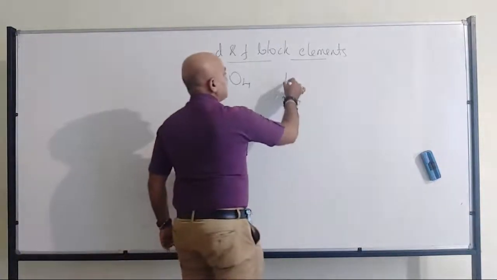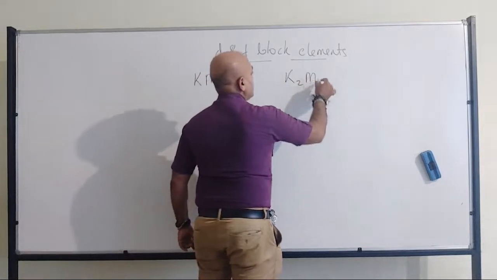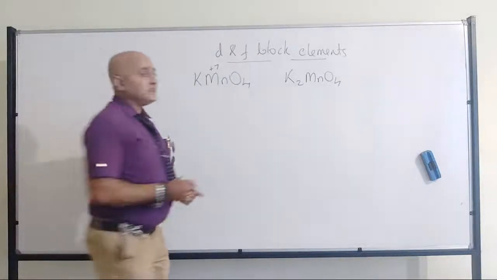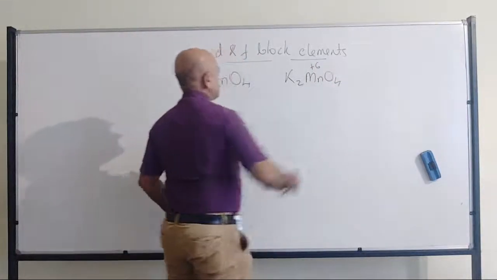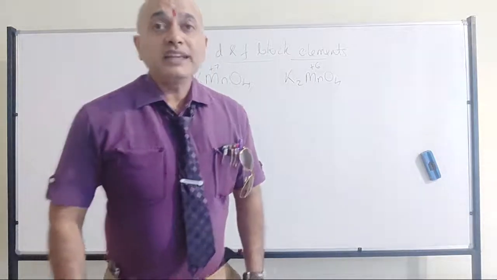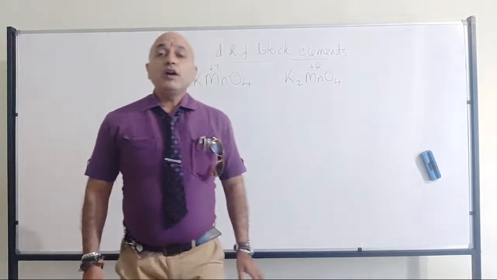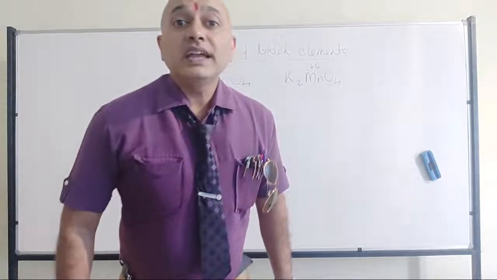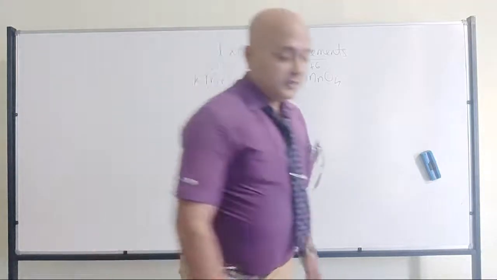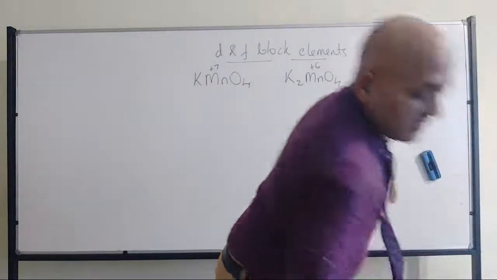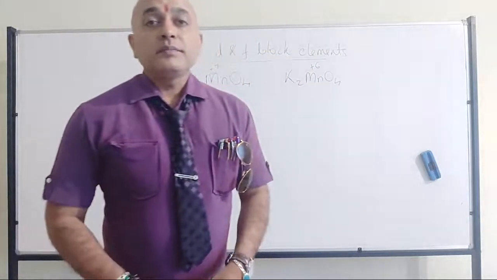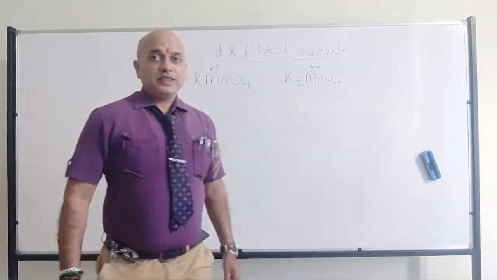Then we had manganate, potassium manganate. What will be the oxidation state? It will be +6. Can any one of you tell me, with respect to magnetic property, among these two, which is diamagnetic in nature? I'm waiting for the answer.